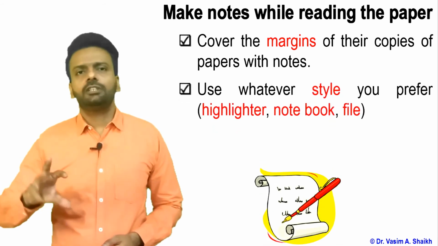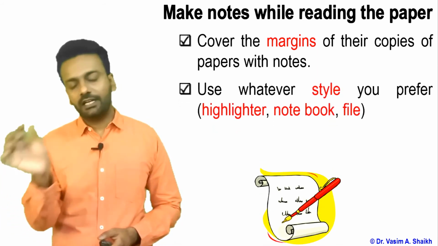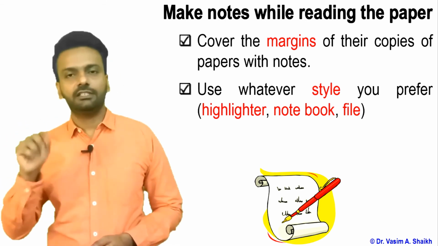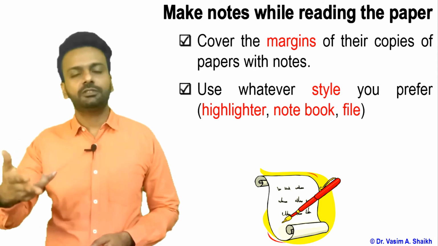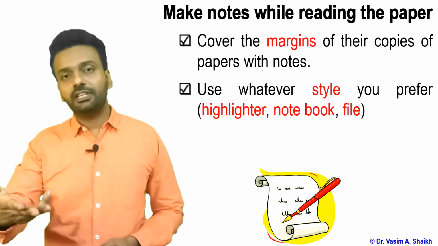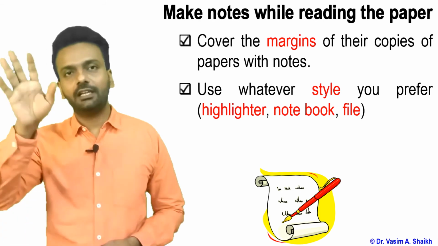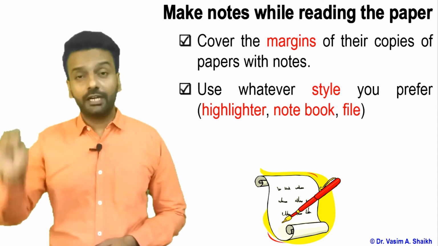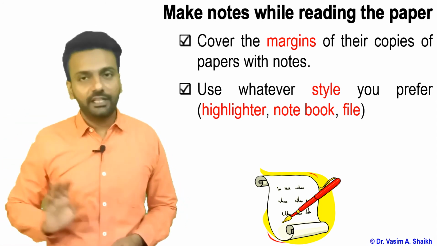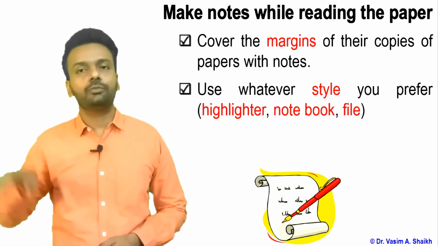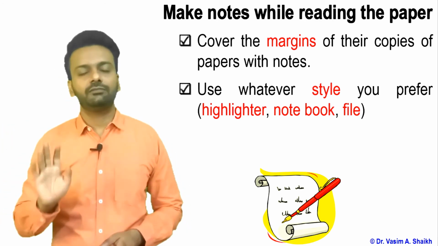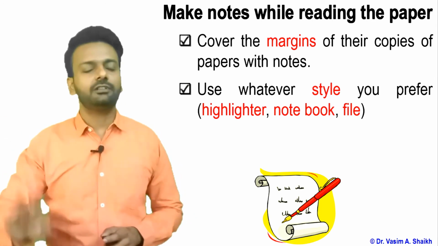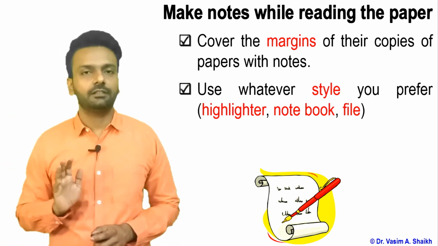Then use whatever style you prefer. Someone might have a highlighter, they just highlight it. Someone uses maybe a notebook file, they just write down what things they have. So each and every person has their own style. My point is that you should have a style of making notes, whatever it is. You write on the paper, you write in a book, you write in a journal, or on a PDF anywhere, or you directly write in a Word document. It depends on you, but you should have this habit of making notes while you are reading the paper, because when you come back to the paper after a while, you forget the entire thing.